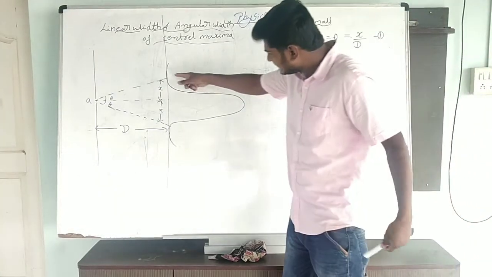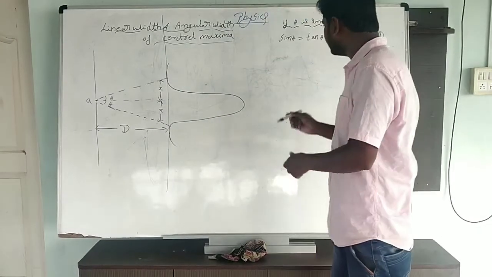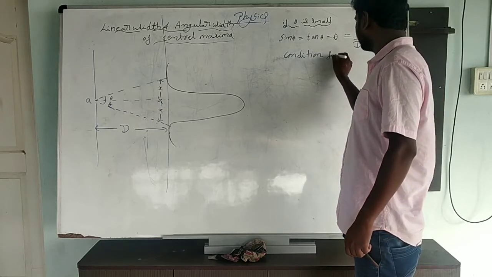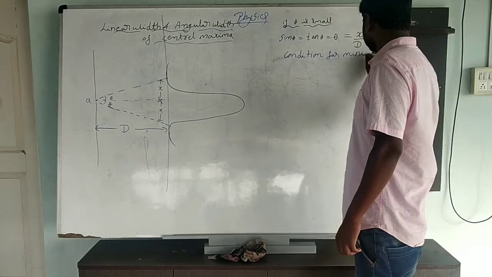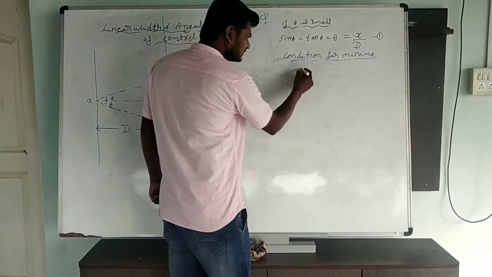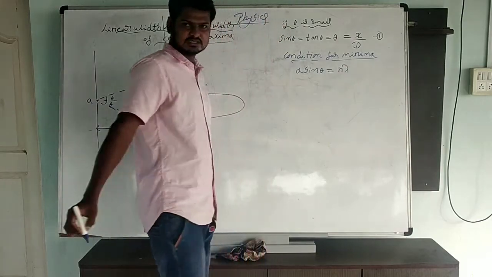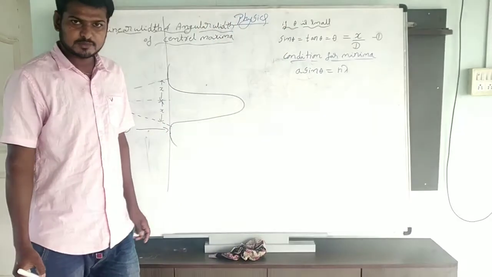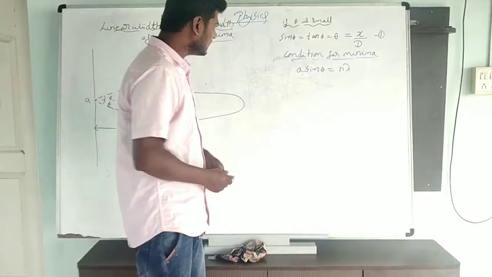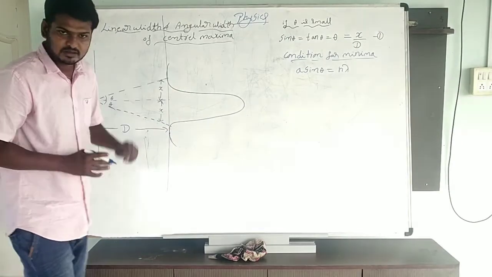Now, consider the first minima on either side of the central maximum. The condition for minima is that when you get the minima, the path difference a sin theta equals n lambda. We already discussed this last class. We are getting the first minima on either side.